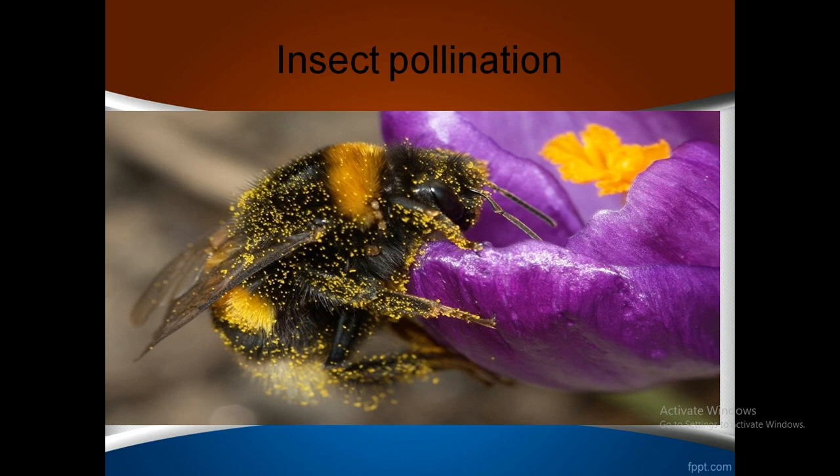In insect pollination, the flowers are brightly colored and the pollen grains of those flowers are sticky in nature. When these insects or birds or any other agent come in close contact with those pollen grains, the pollen grains stick to their bodies. So when those insects or animals visit another flower, those pollen grains fall down on the stigma. You can see in this picture that the bee's body is fully covered by those yellow colored pollen grains.